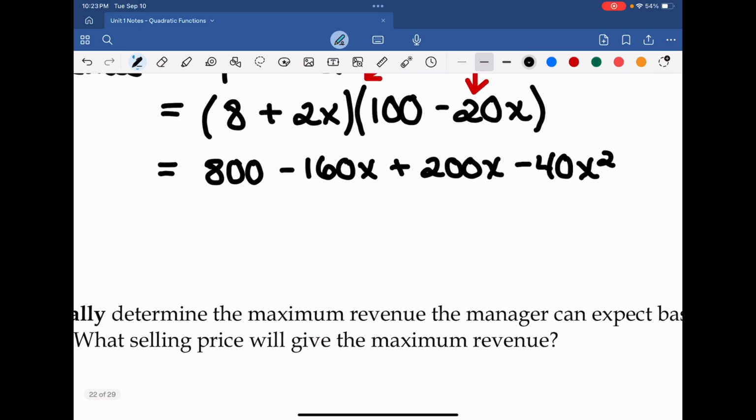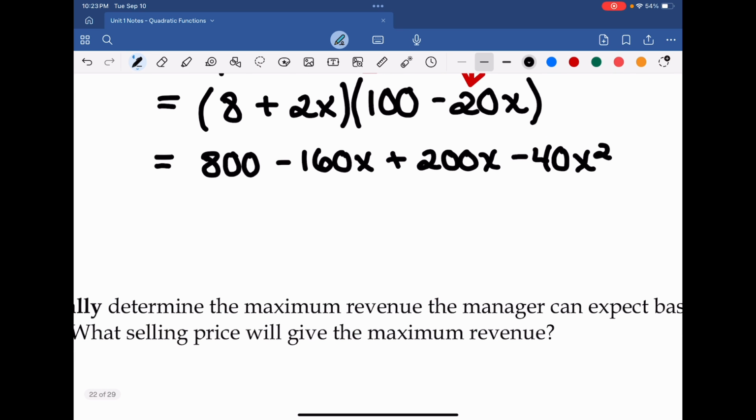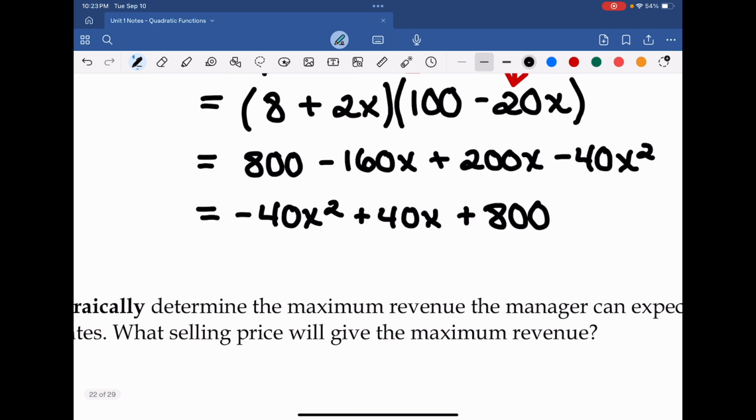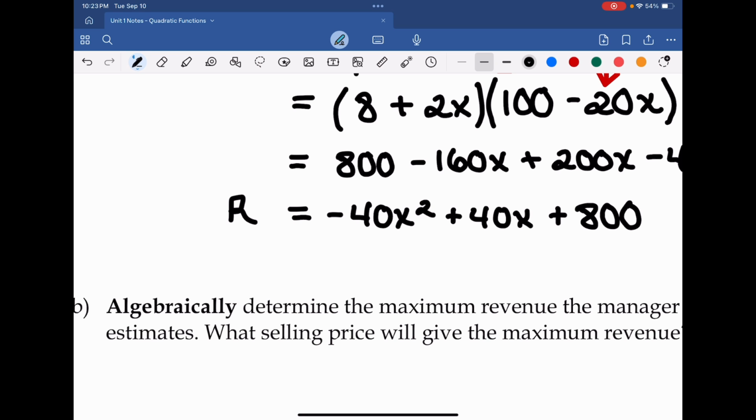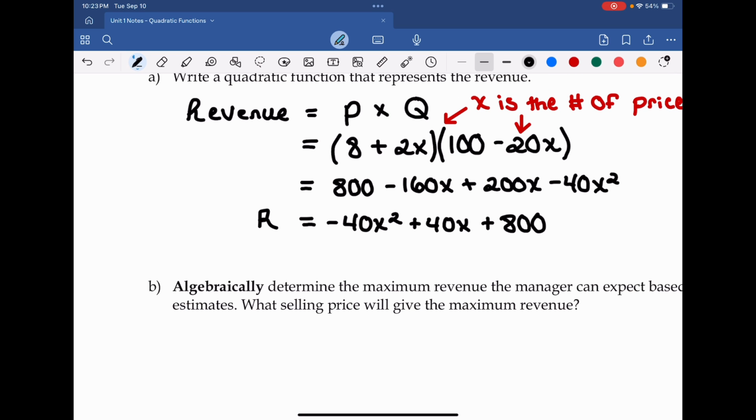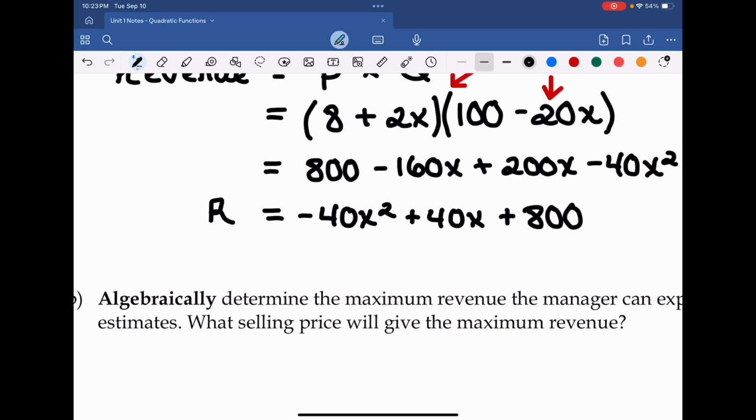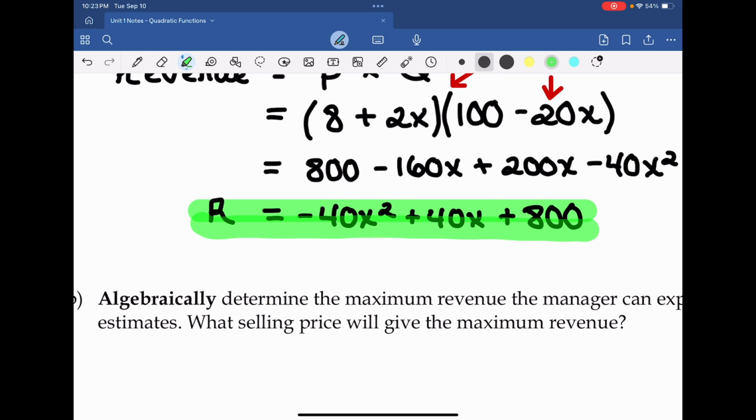Now, we don't want to stop there, right? We want to collect our like terms and reorganize it in descending order. So therefore, we're going to write this as negative 40x squared. 200 minus 160 is plus 40x, and then plus 800 on the very end. And what I'm going to do moving forward is short form revenue as just R. So as we look down to here, this is going to be our overall function for revenue, where we have negative 40x squared plus 40x plus 800.